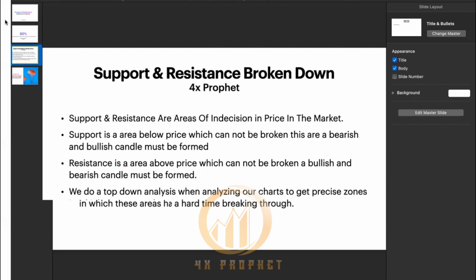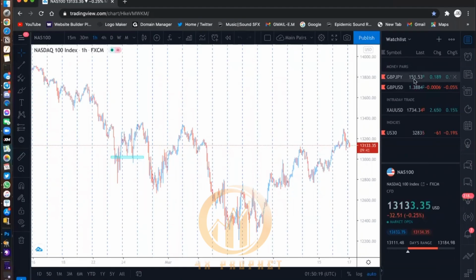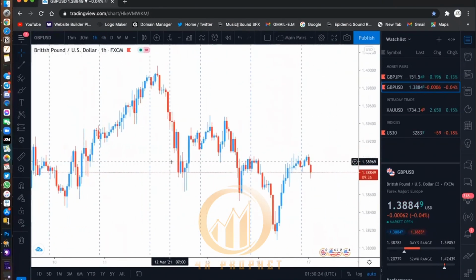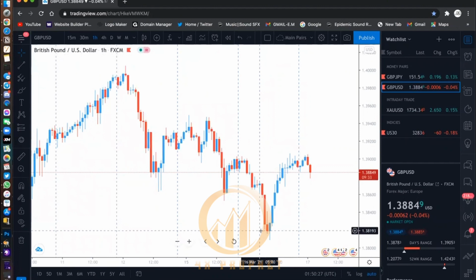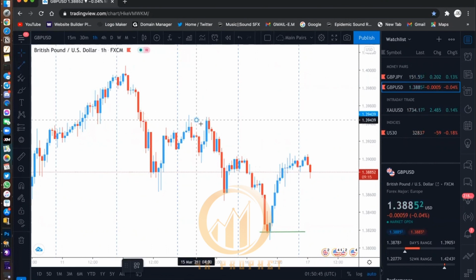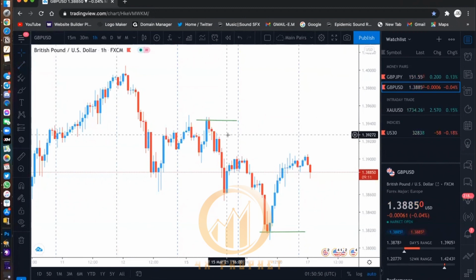Sorry, let me share my screen again. All right, cool. So let's say we're looking at GBP USD. This area right here would be considered support. You see, we have a bearish candle and we have a bullish candle. This right here would be our support zone, right? And then to make a resistance zone, you have your bullish and your bearish candle. That would be considered resistance.